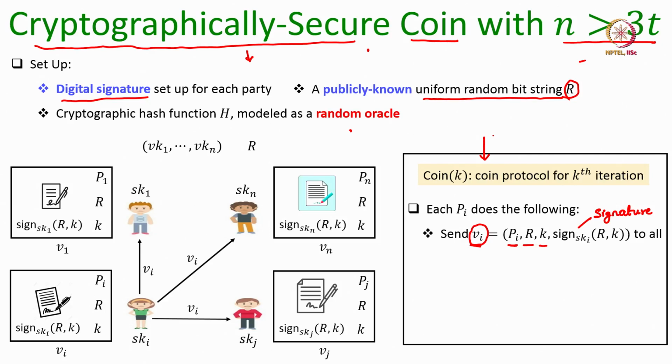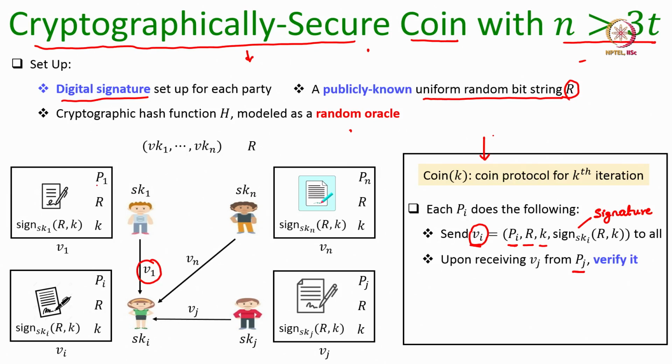Now, once every party sends its tuple vi to every other party, what the party Pi does is the following. It would have received the tuple Vj from many parties; at least from all the honest parties it would have received the corresponding tuple Vj. It verifies whether the tuple Vj is correct, that is, as per the protocol. And how can it verify? Suppose, for instance, it has received this tuple V1.